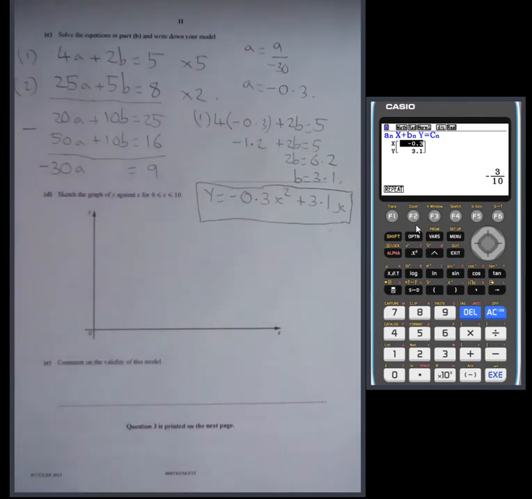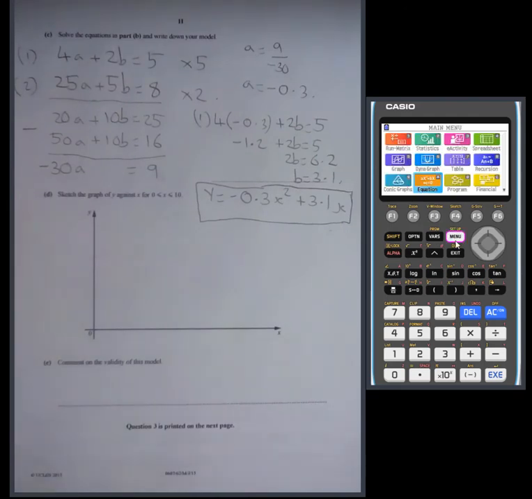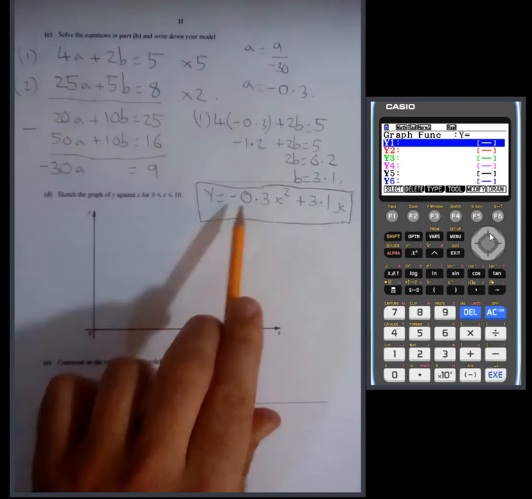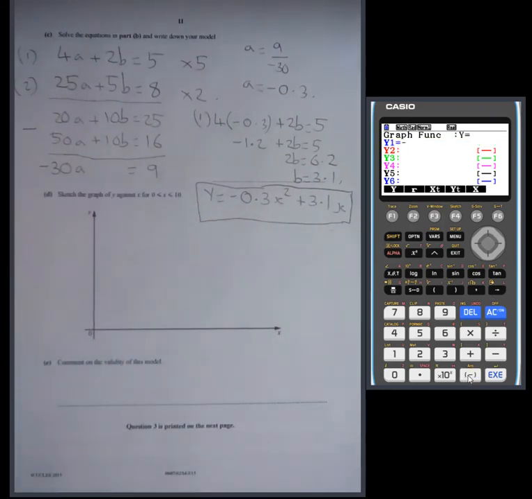Next bit, sketch the graph of y against x for a domain of x between 0 and 10 inclusive. So that means go to your calculator, go to the graph mode. If you've got some old equations in there, get rid of them. And it is minus 0.3 x squared. Remember to use the small minus. Plus 3.1x.